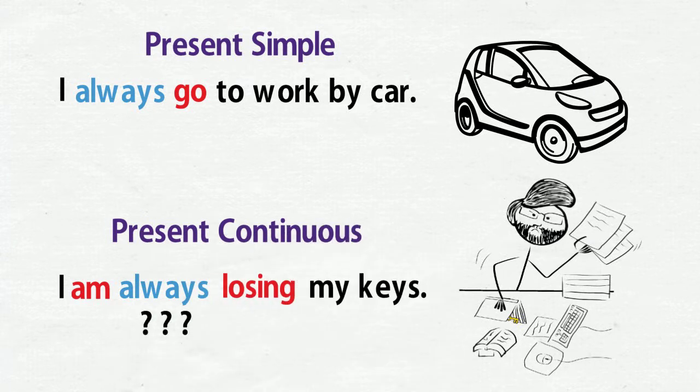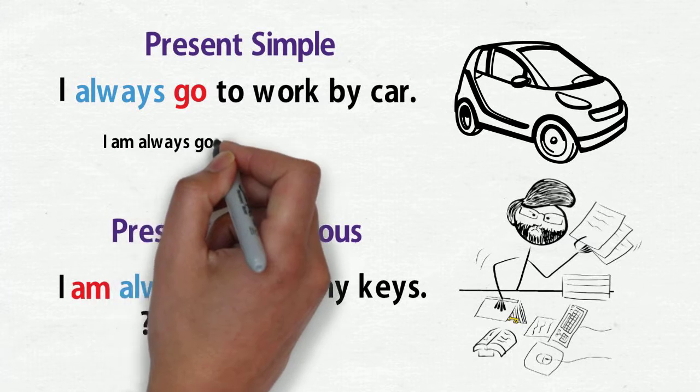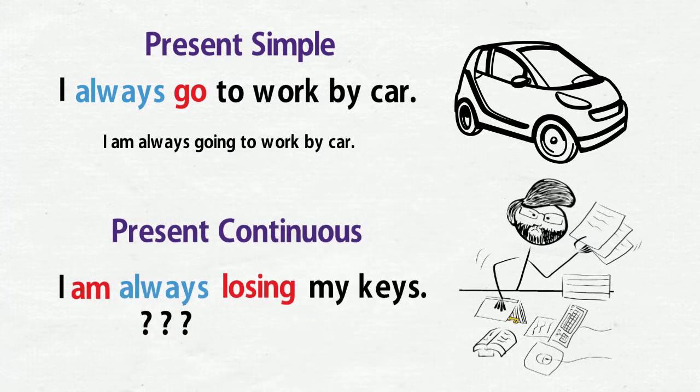This doesn't usually happen. We can't even convert the first sentence into present continuous because it would sound weird. However, in this example, it works. So my question is, what kind of message are we conveying when we say, I'm always losing my keys? The first person who answers this question correctly will get to choose the topic for the next video.